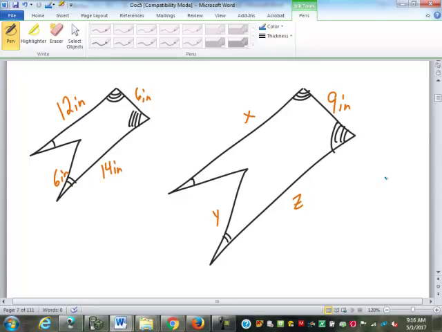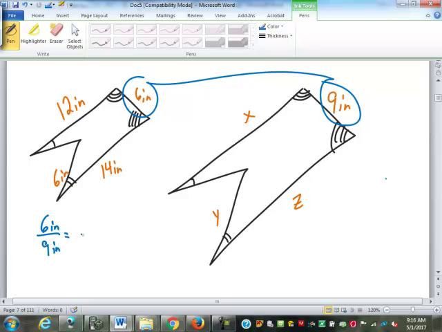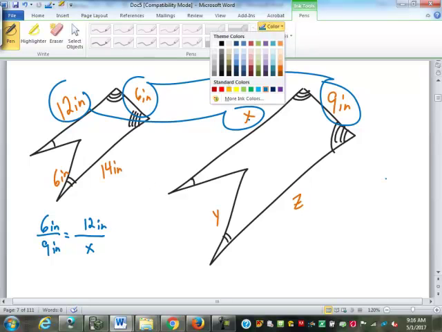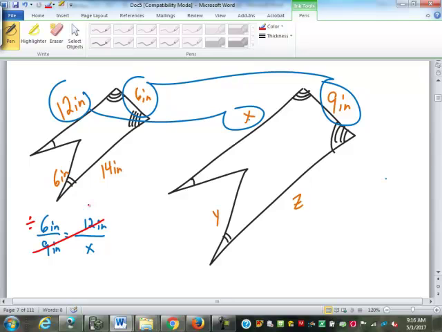do I have a pair of corresponding sides that I know both lengths for? I have the 6 and the 9, right? 6 inches goes to 9 inches. If I'm looking for X, X has to go on bottom. What's going to go on top of it? Okay, it goes with the 12. We will cross multiply and divide here. 9 times 12 divided by 6 tells us that X is 18 inches.